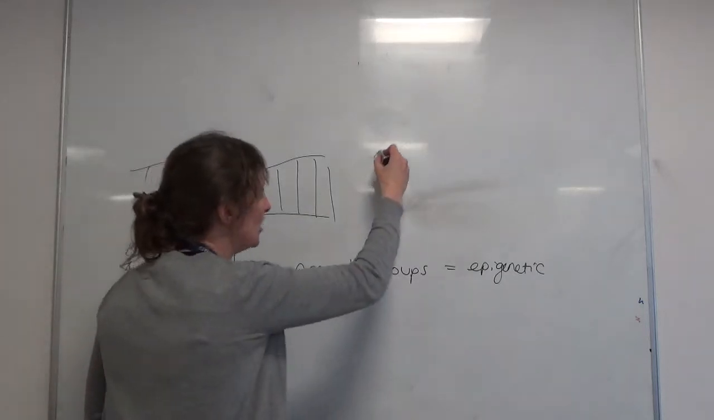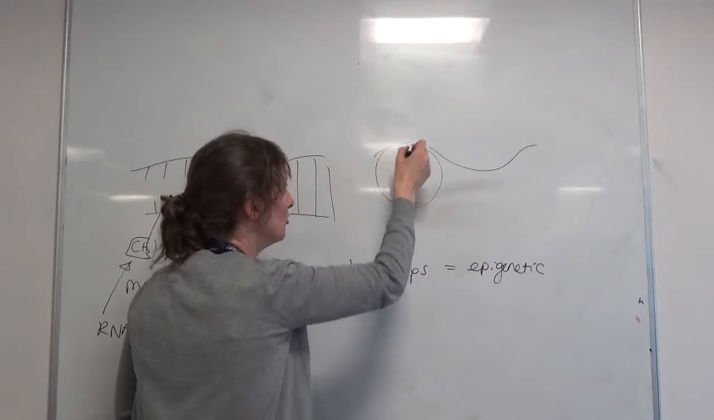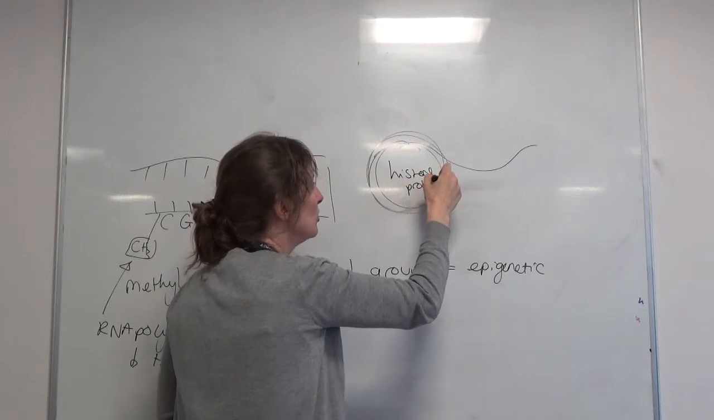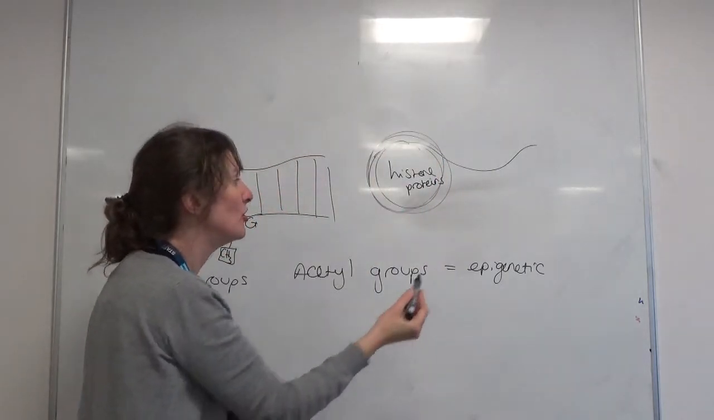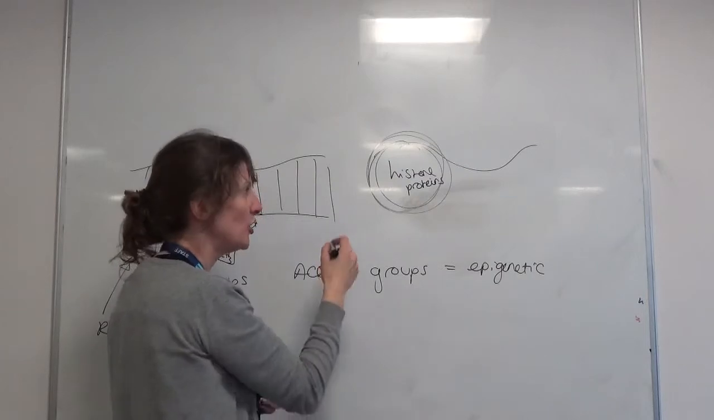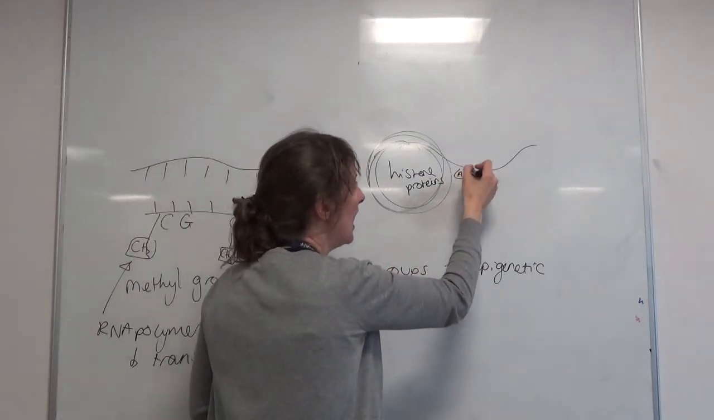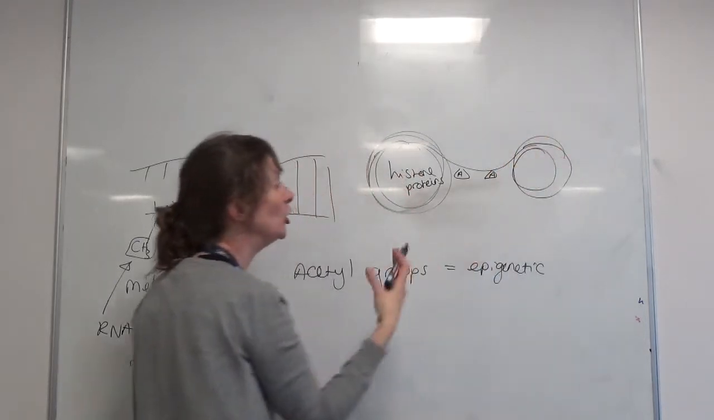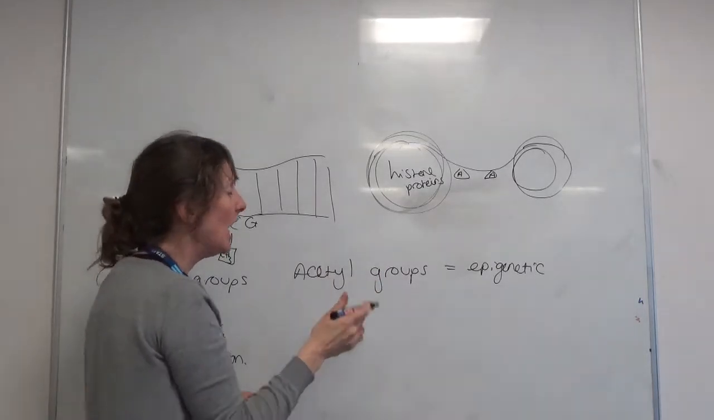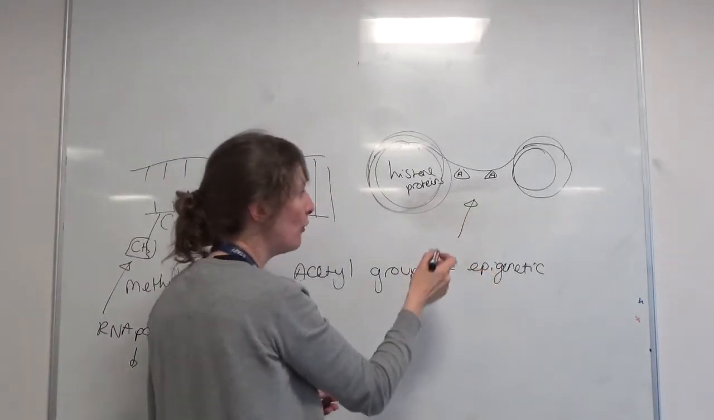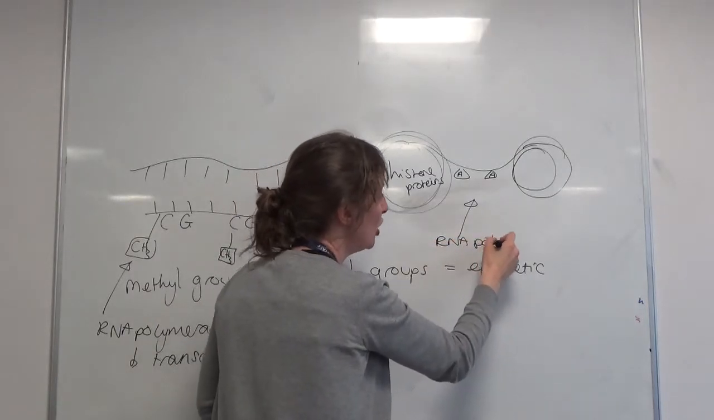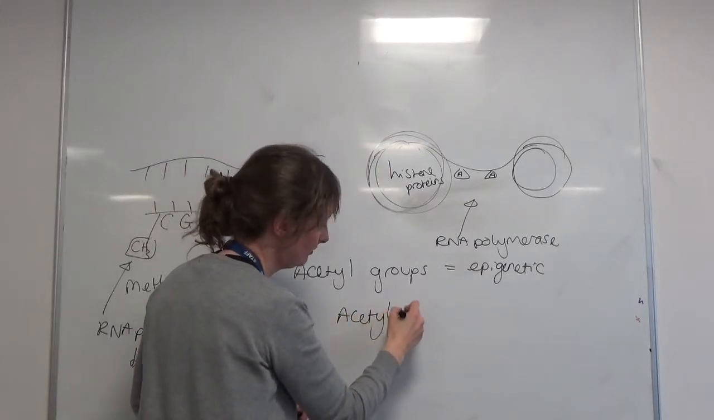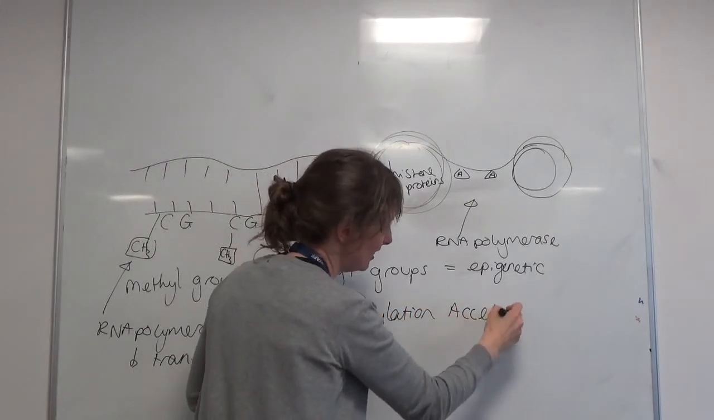Acetyl groups, they actually bind to, if we remember, chromatin is bound around histone proteins. And the more tightly it's bound around those histone proteins, the more difficult it is to get RNA polymerase on. So what acetyl groups do, the acetyl groups bind to the DNA and help to keep the DNA loose around the histone proteins. And because of that, it makes it easier for RNA polymerase to bind where you have acetyl groups. So we say that acetylation accelerates gene expression.